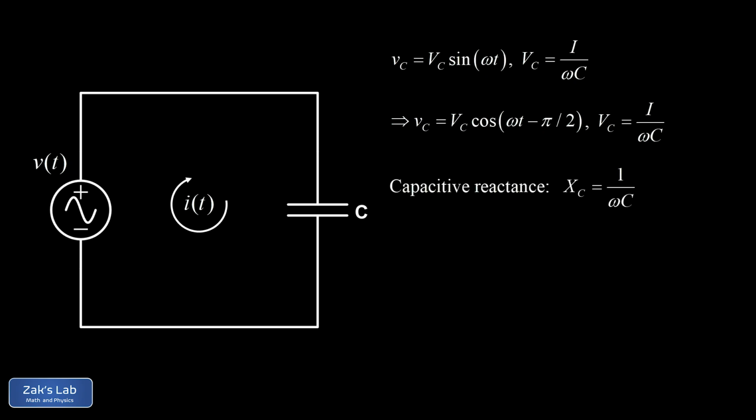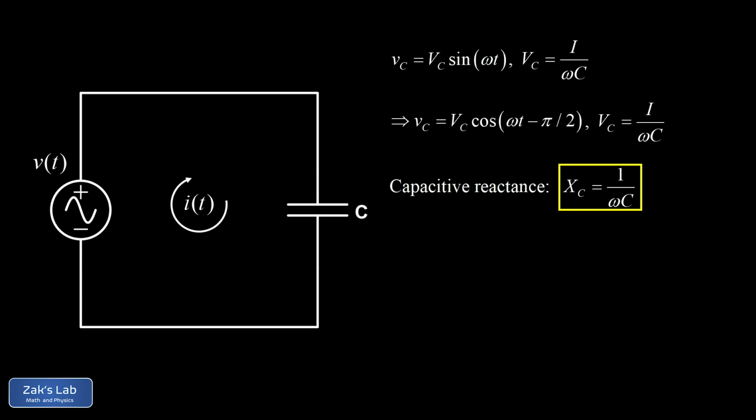And this thing gets a special name. It's called the capacitive reactance, normally notated as a capital X subscript C. And that's 1 over omega C. And for your physical intuition here, this thing is playing the role of resistance. It tells you how much effective resistance that capacitor creates in the circuit.